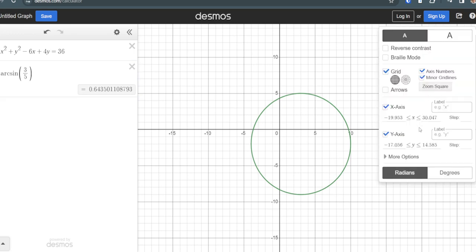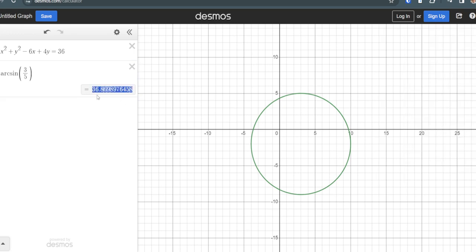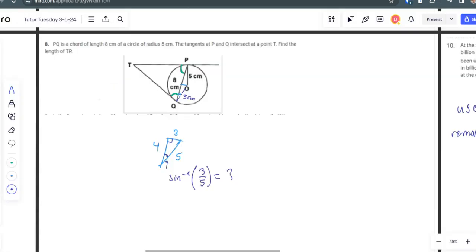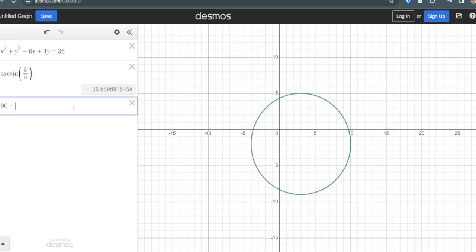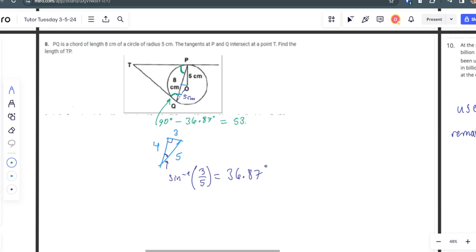And I want to work in degrees, probably. So 36.87 degrees. Then to find the green angle, that's just 90 degrees, because the tangent forms a 90-degree angle, so 90 degrees minus 36.87 degrees. So that green angle is 53.13 degrees.